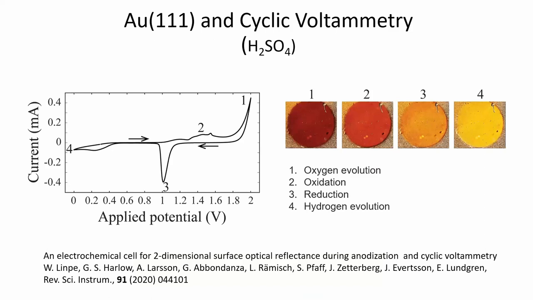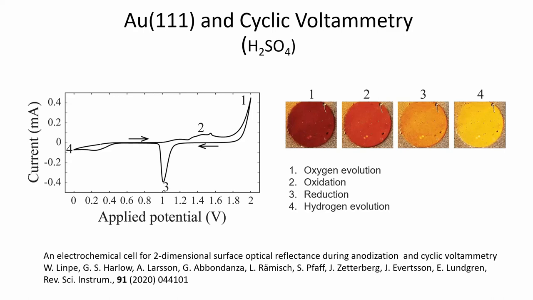So of course we take the simplest surface of all, and we use sulfuric acid here, and we do cyclic voltammetry. This is not a perfect cyclic voltammetry measurement, but basically you have here the oxygen evolution. So you go back and forth with the potential, and then you look at the current, and there are certain peaks. This is the oxygen evolution reaction here. This is the oxidation peak over here. This is the reduction peak as you go back, so you reduce the oxide on the surface. And then this is the hydrogen evolution reaction.